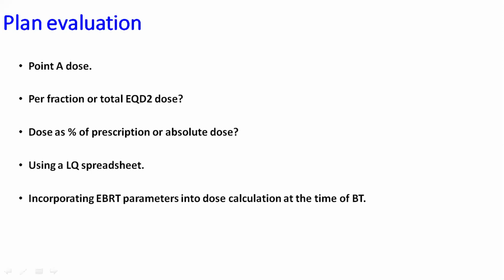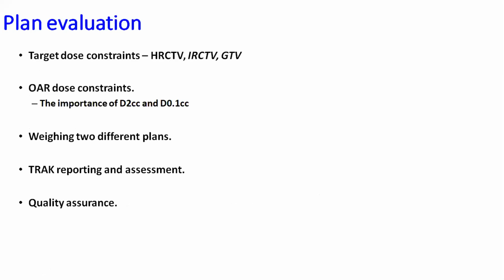So we have this concept of EQD2, we'll come to it later. And later on, you can calculate all these to actually evaluate your plan. So there are target dose constraints to the HRCTV, IRCTV, and the GTV. The high risk CTV, we have concepts of D90, that is the volume which is getting 90 gray of dose.